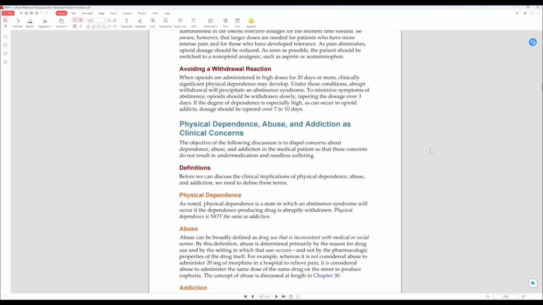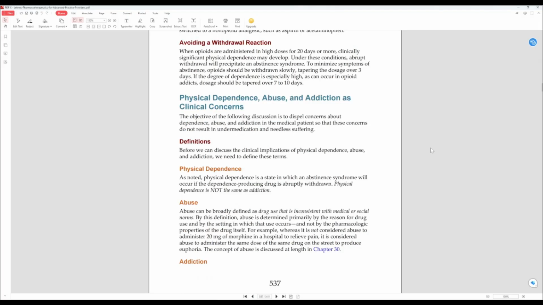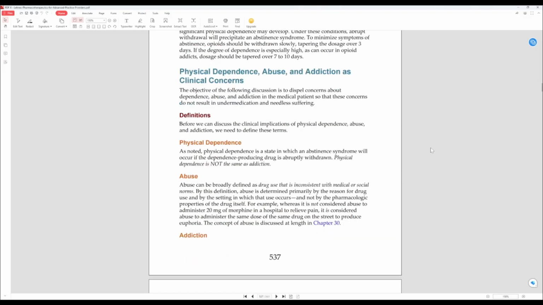Avoiding a withdrawal reaction. When opioids are administered in high doses for 20 days or longer, clinically significant physical dependence starts to develop. Under those conditions, abrupt withdrawal will precipitate an abstinence syndrome. To minimize symptoms of abstinence, opioids should be withdrawn slowly, tapering the dosage over 3 days. If the degree of dependence is especially high, as can occur in opioid addicts, dosage should be tapered over 7 to 10 days.